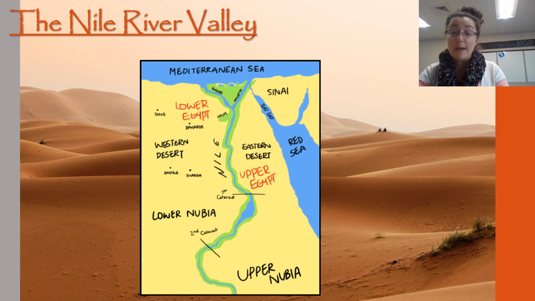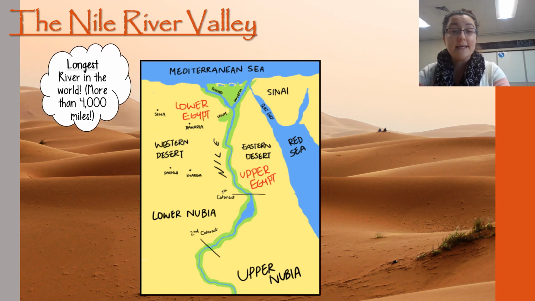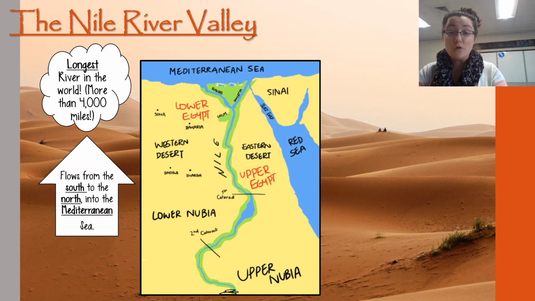Now, you see this map in yours, so it looks very similar to mine. And we've got our 3 areas here. We're just going to kind of go around that graphic and fill those in. So it is the longest river in the world. It's more than 4,000 miles long. It starts all the way down here in the mountain ranges of what is now the Sudan and travels all the way up to the Mediterranean Sea. It flows from the south to the north into the Mediterranean Sea.